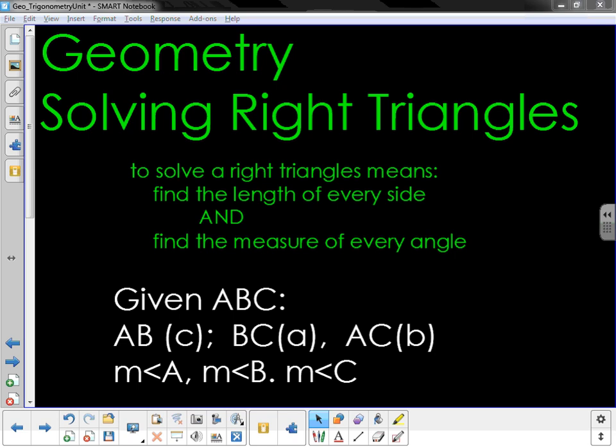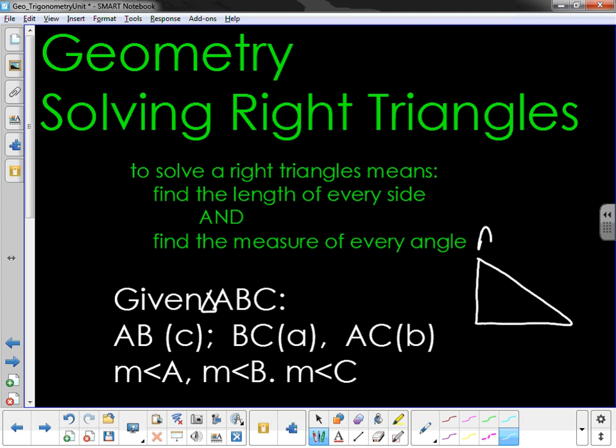So if I'm given triangle ABC, I have to find every length. I have to find the length of side AB, or you can call it C. So maybe I had to draw this. If I had an A, B, C, and C at my right angle, I would have to know the length of side C, or side AB, the length of BC, which is side A, and the length of AC, which is side B. I need to know all three of those sides, as well as the measure of every angle. Now, it's pretty nice in that we already know one of these is going to be a right angle every time, which really helps out.